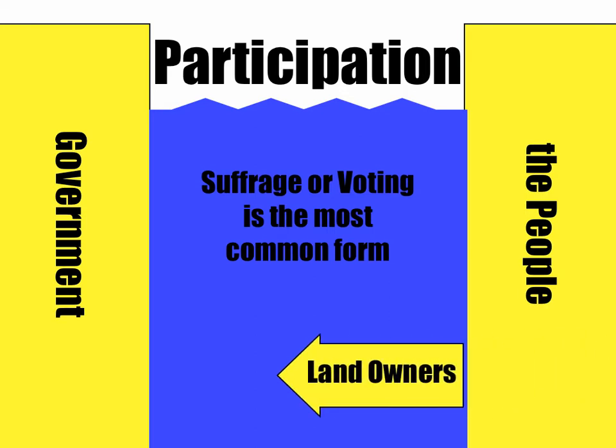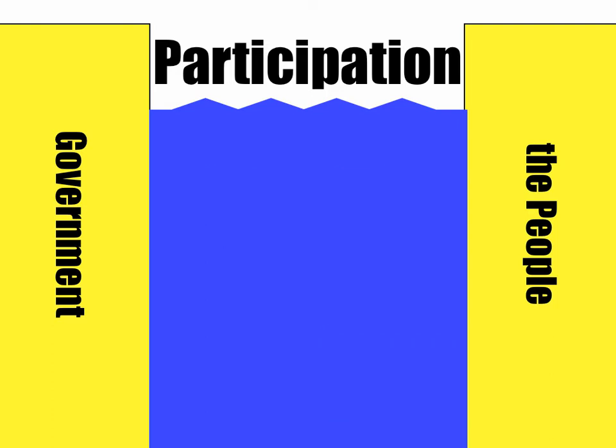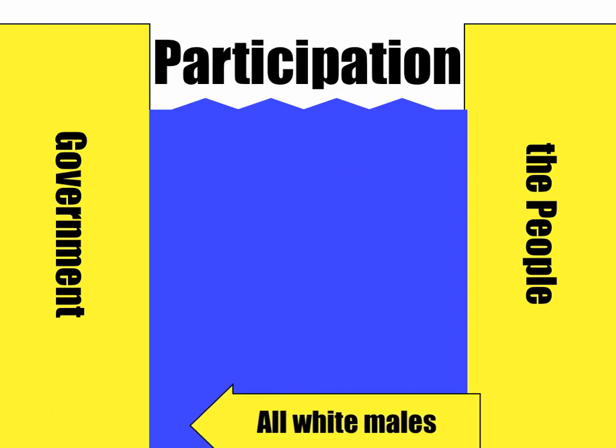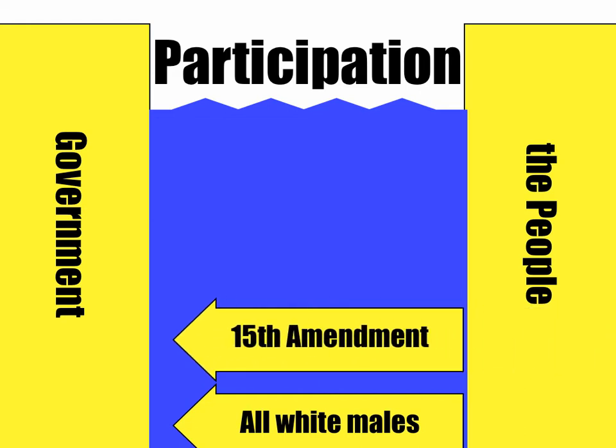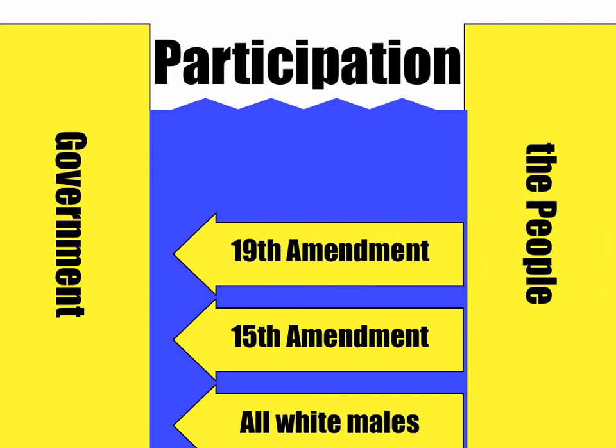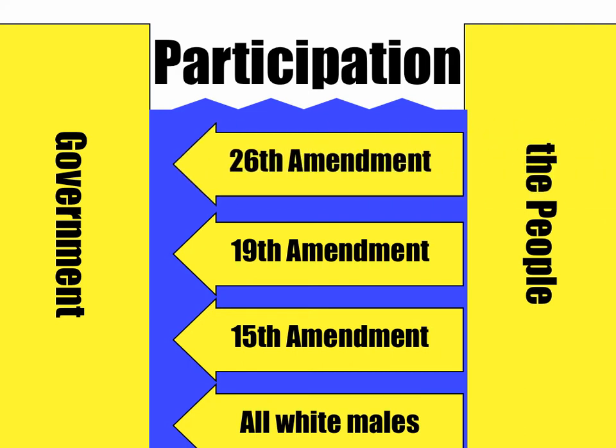Originally, only landowners could vote. Suffrage was expanded to all white males. We call this Jacksonian democracy. The 15th Amendment allowed African American males to vote. Women were given suffrage through the 19th Amendment. And 18, 19, and 20-year-olds with the 26th Amendment.